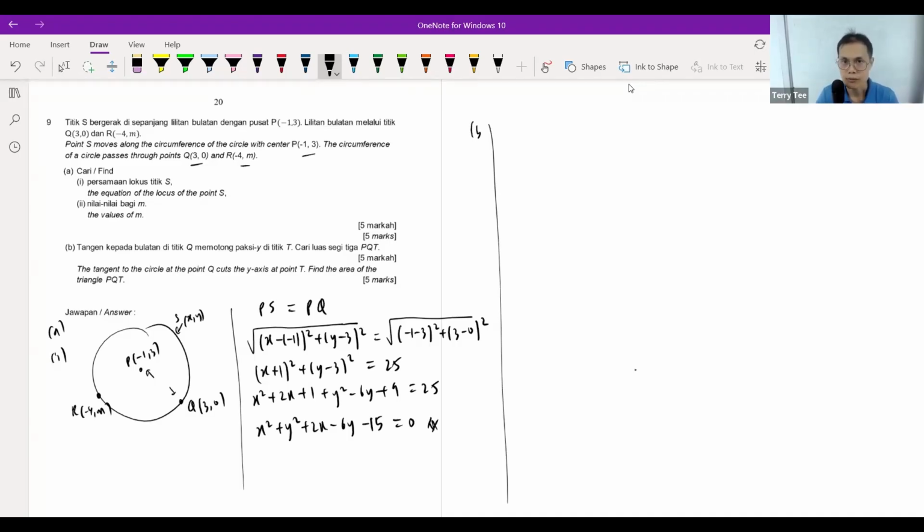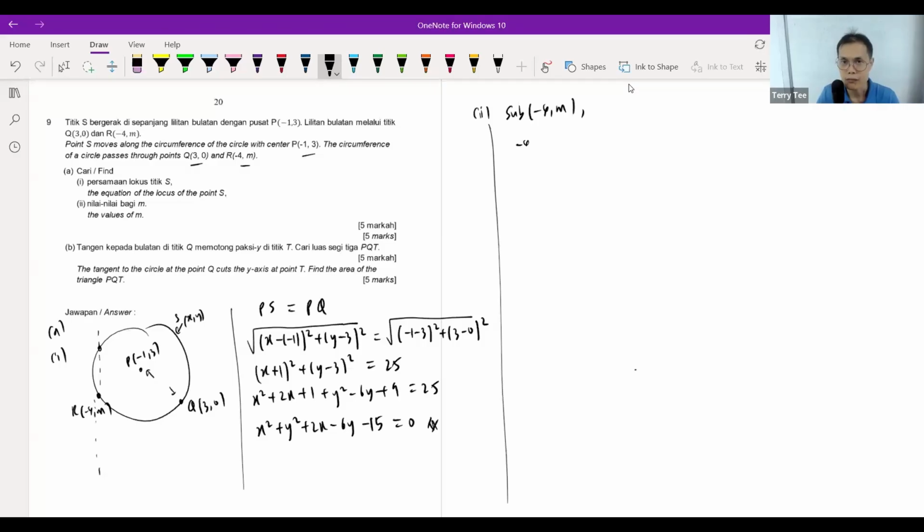Part A, Roman 2, you are finding the values of m. Now, m is a random point here because your R (negative 4, m) can be below here. It can also be above here. Because your negative 4 is the x value, your x value is constant, negative 4. But your m value is unknown. It can be above, it can be below. We don't know, right? So we need to take this coordinate and substitute into your equation of locus.